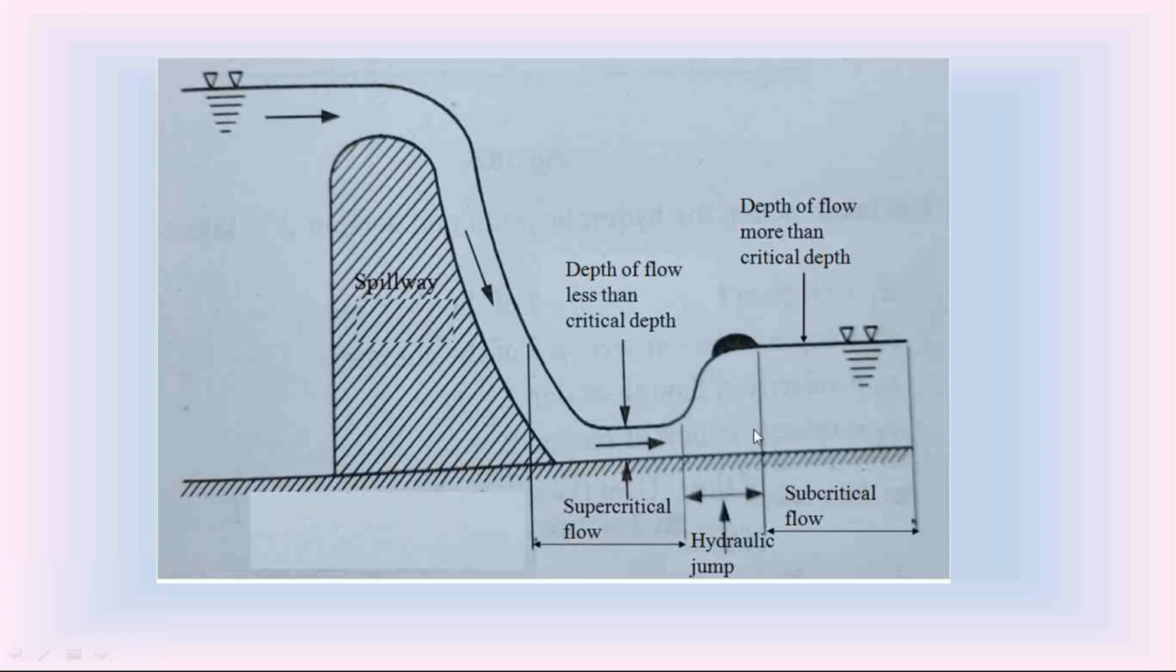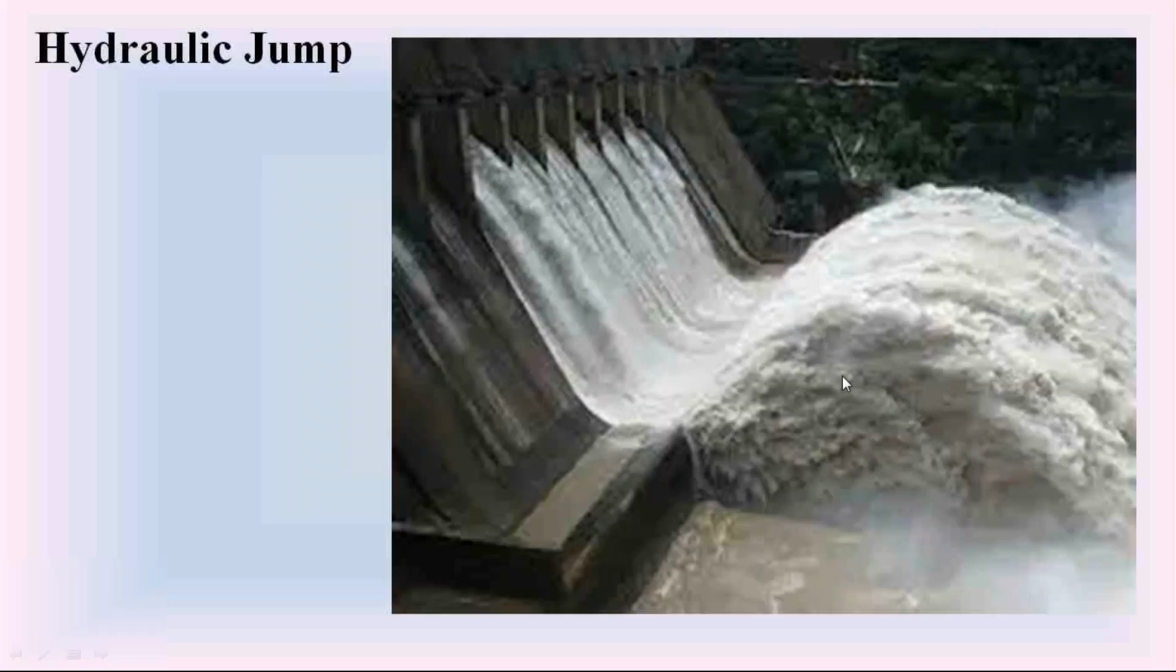So in this region, we have the development of the hydraulic jump. The hydraulic jump is formed at the bottom of the spillway, on the downstream of the river. This hydraulic jump is forming due to the transformation of the water flow from supercritical condition to subcritical condition. That is the reason for the development of hydraulic jump in dams in the downstream direction. This is that hydraulic jump.